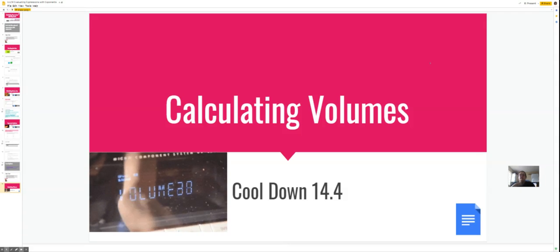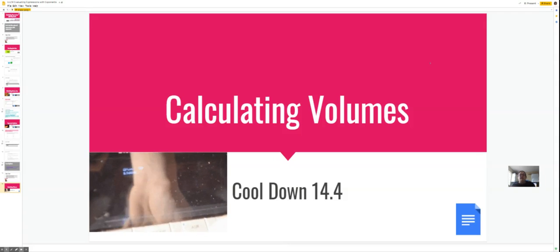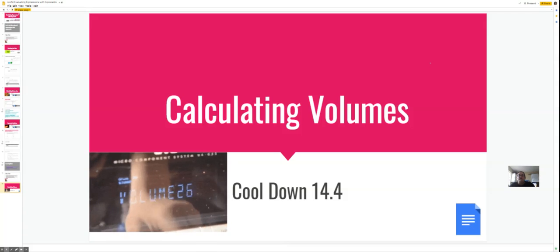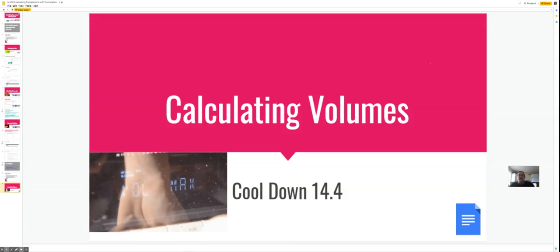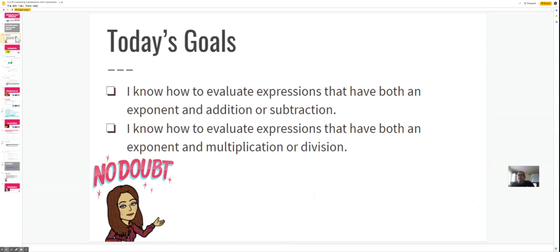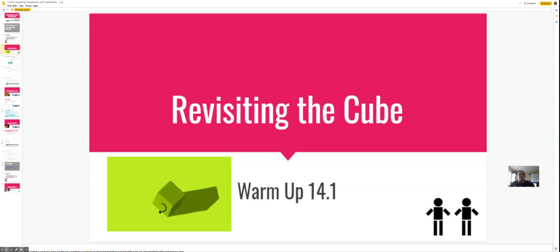So today we're going to be using exponents to calculate volumes and area. The goals of today: I know how to evaluate an expression that has both an exponent and addition or subtraction, and I know how to evaluate expressions that have both an exponent and multiplication or division.